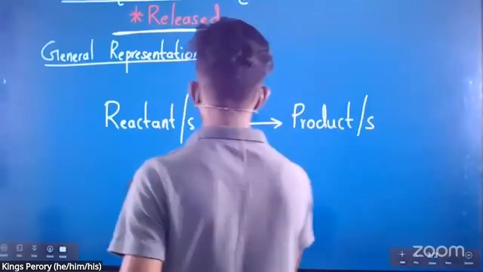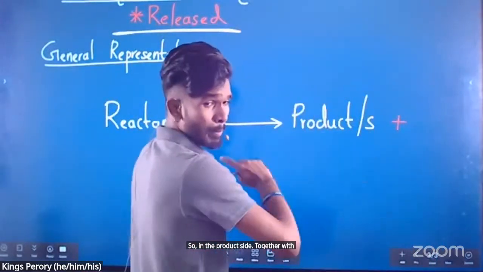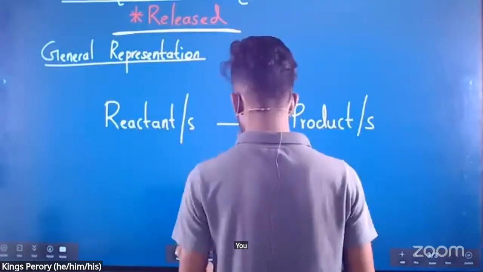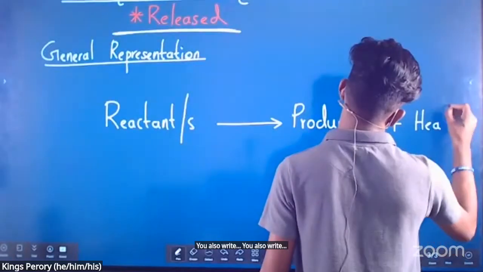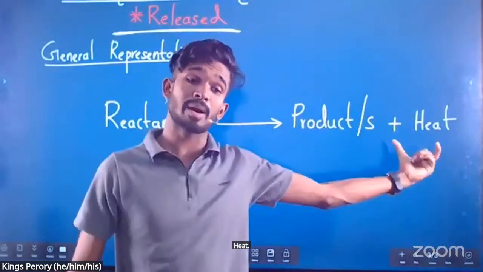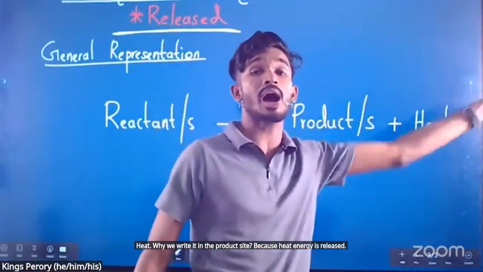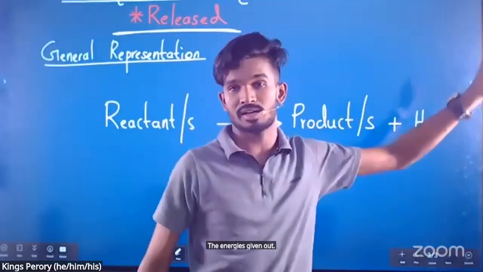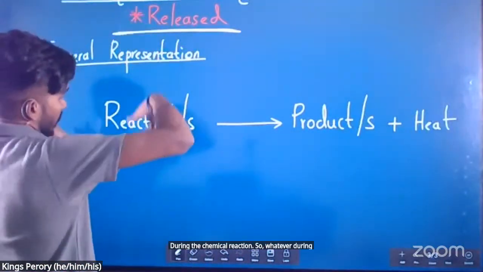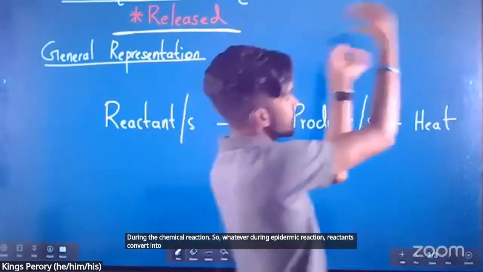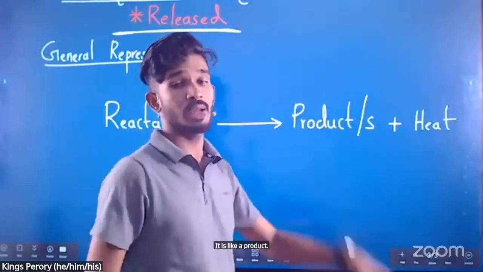So on the product side, together with all the products, you also write heat. Why do we write it on the product side? Because heat energy is released, heat energy is given out. Heat is like a product during the chemical reaction. So what happens during an exothermic reaction? Reactants convert into products. Together with the products, heat is also released. Heat is like a product, so you write it on the product side.